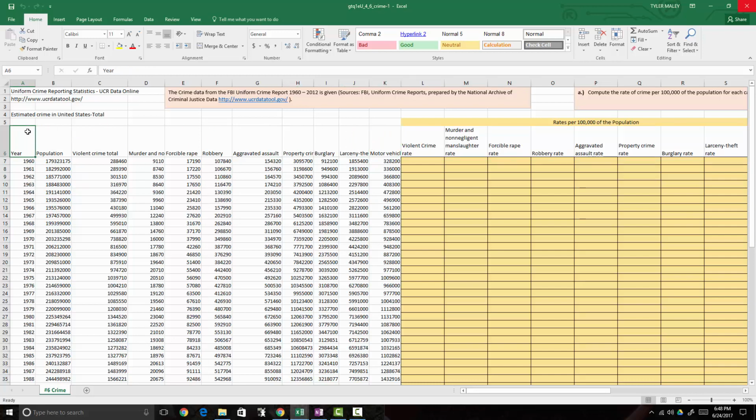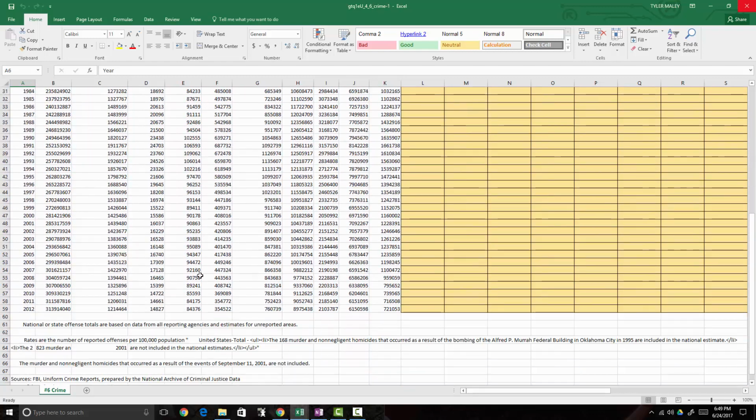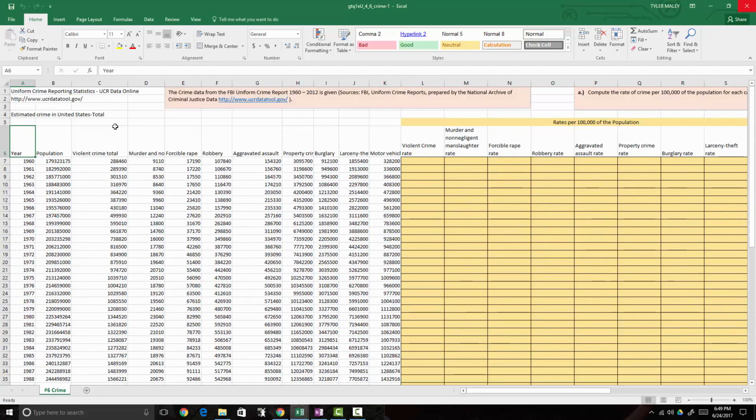So we have all this data, and it might seem overwhelming because we have a lot of numbers going on. That's why it's always important to read what's going on in the data and get familiar, so that you're not so overwhelmed. We just have a bunch of information for each year. Each row corresponds to each year.